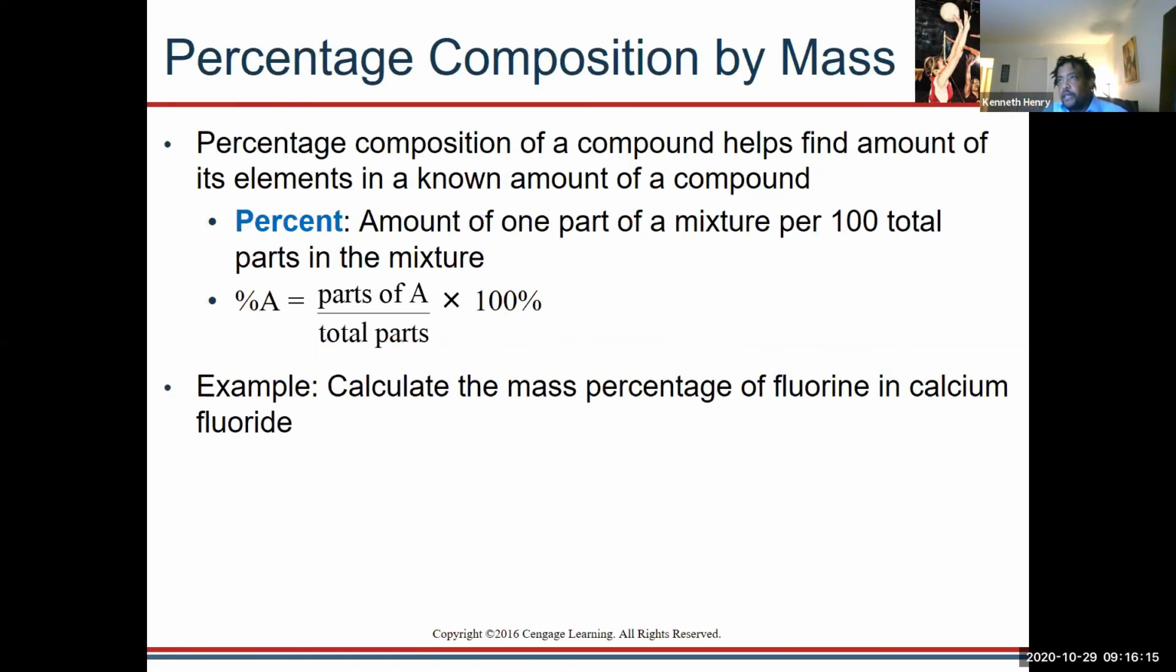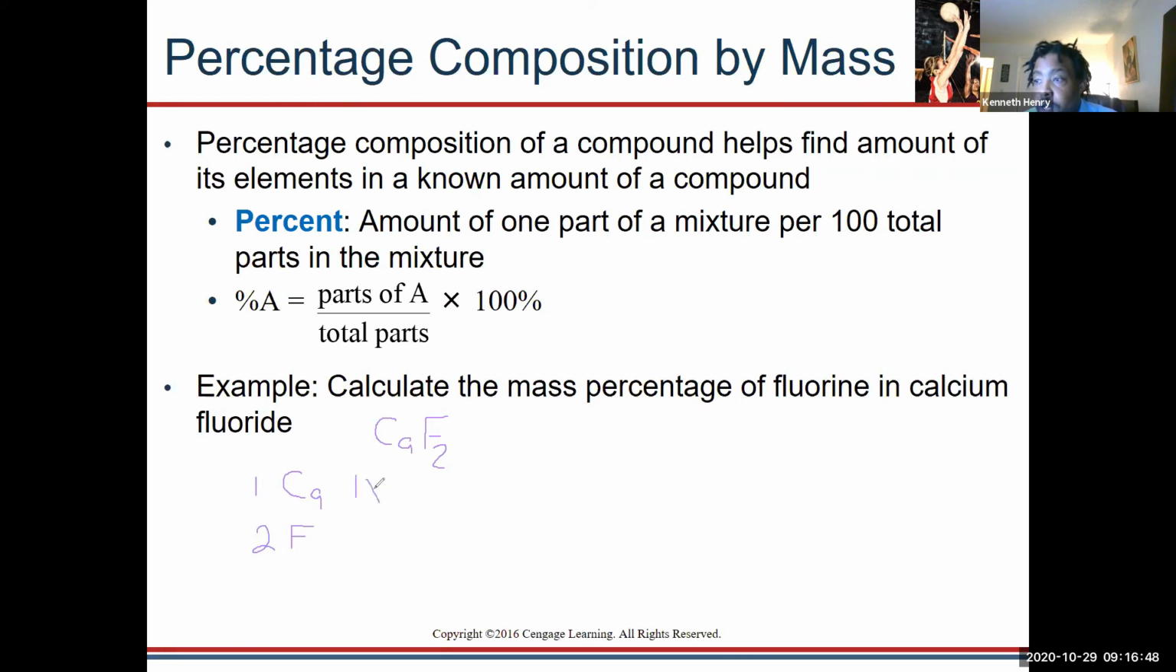Okay. Percent composition by mass. So percent composition by mass is pretty simple, right? All you're going to be looking at is the part over the whole. Now, what do I mean by that? So earlier we calculated the molar mass of calcium fluoride, which we know is CaF2. So that means we have 1 calcium and 2 fluorines, or 2 fluorides.